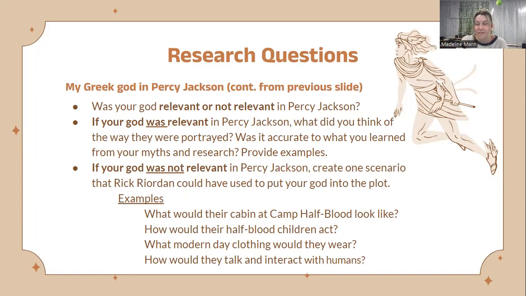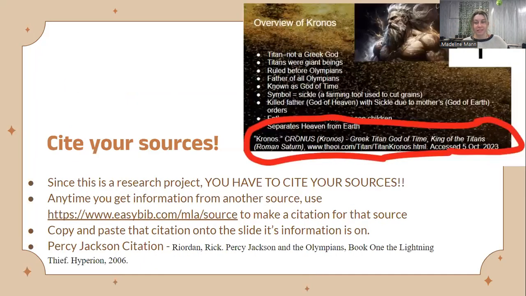Okay. So this is where we get a little bit more nitpicky with the project. These are the different requirements that are still going to be graded, but they have less to do with the content. Since this is a research project, we do need to practice citing our sources. So anytime you get information from another source, you need to make sure you have an MLA citation for it, either on that slide or at the very end on a works cited slide. I don't care either way how you do it, so long as you have your works cited somewhere.